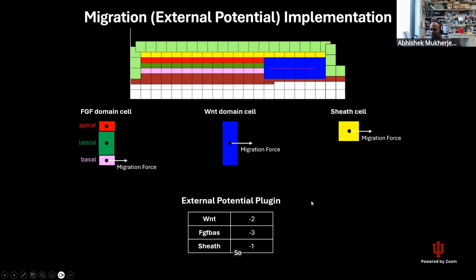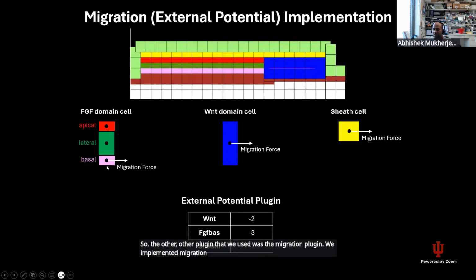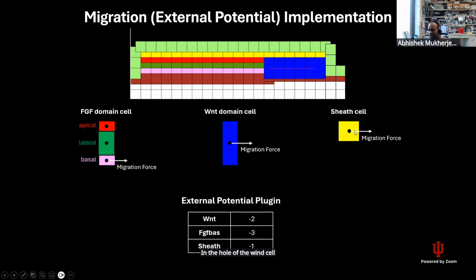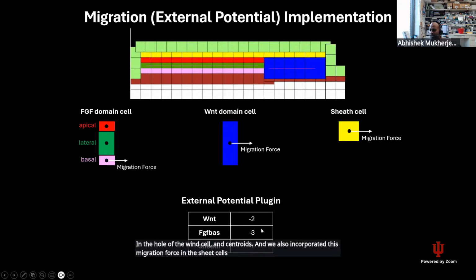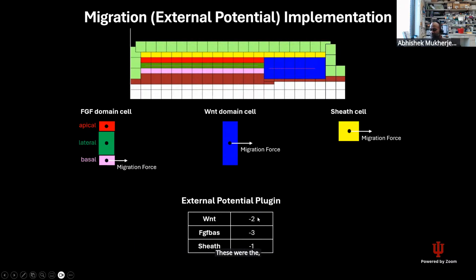So the other plugin that we used was the migration plugin. We implemented migration, the migratory forces or external potential, in the basal domains of FGF cells and the Wnt domain, and in the whole of the Wnt cell and the centroids. And we also incorporated this migration force in the sheath cells. So these were the parameters of the external potential or the forces that we used.